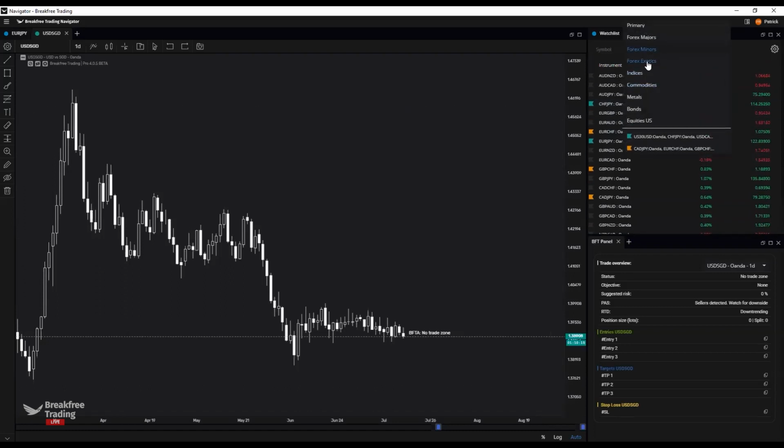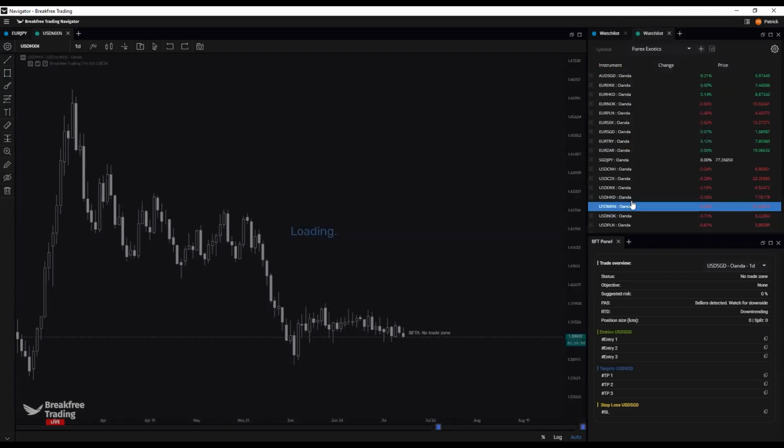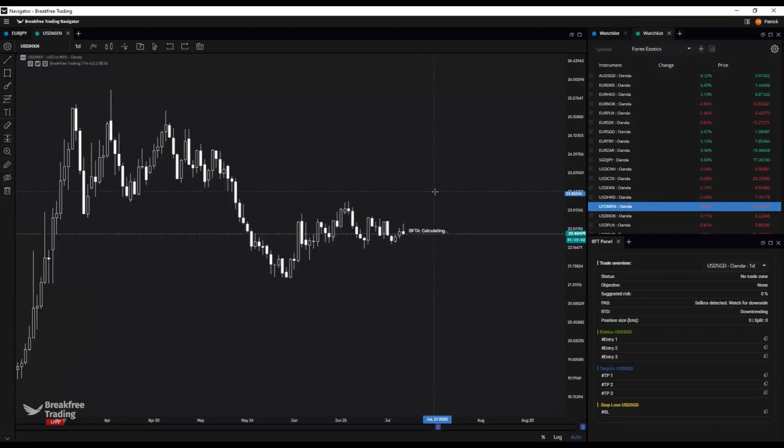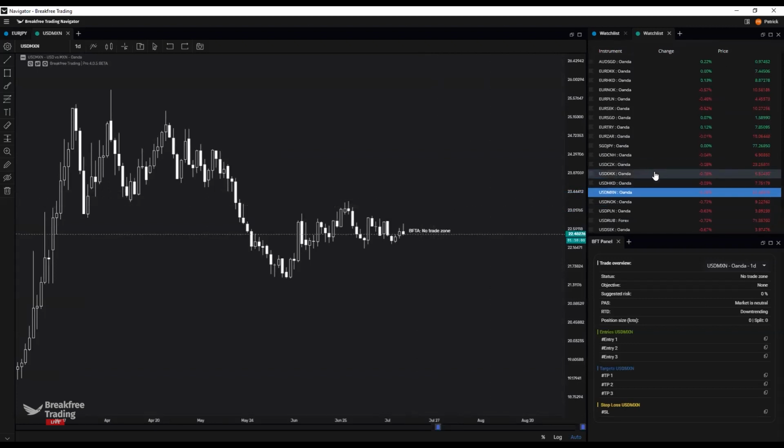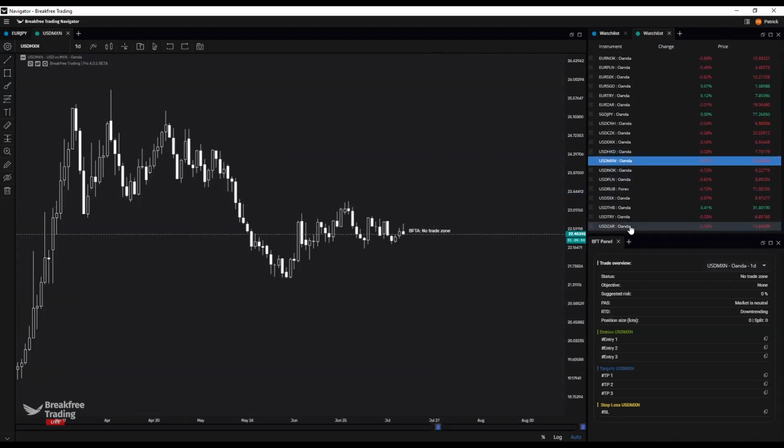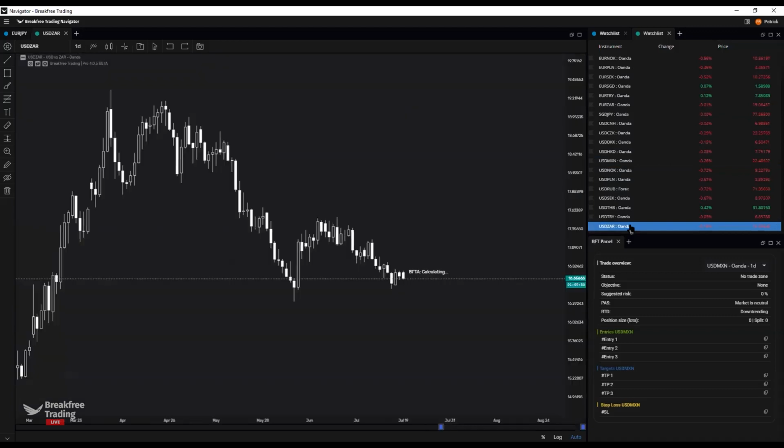I don't trade the exotics. It's just too much. The volume is not high enough, so the spread is going to be higher. I used to trade USDMXN quite a bit. Not anymore, but I'm just curious to see what it shows. And USDZAR I used to like as well.